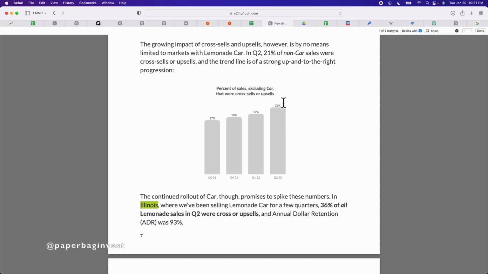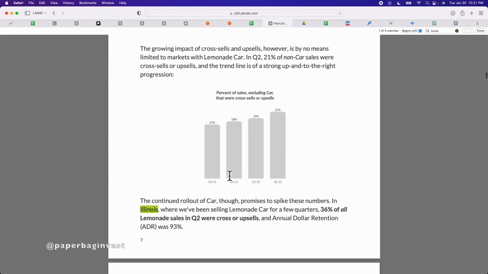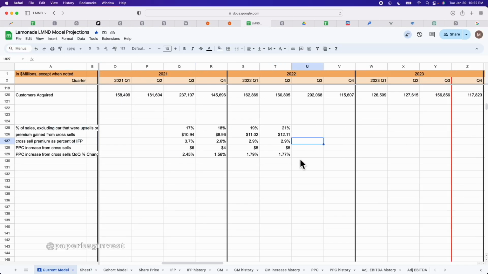And I also did a little bit of math from this graph, or this little bit of data from Q2 2022, where they talked about the amount of their premium sales that was from cross-sells only, and it was 21%, 17, 18, 19, 21%, and then 36% with car. And I took that data and went all the way back to Q2. If you just look at this block right here, percentage of sales or upsells, 17, 18, 19, 20 in those quarters. And then I put in the line below it the amount of premium that was gained from cross-selling.